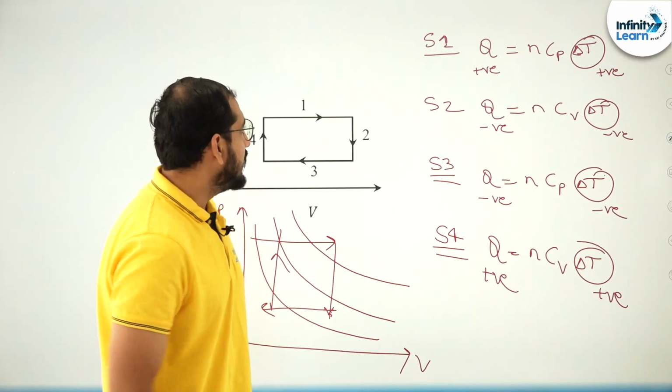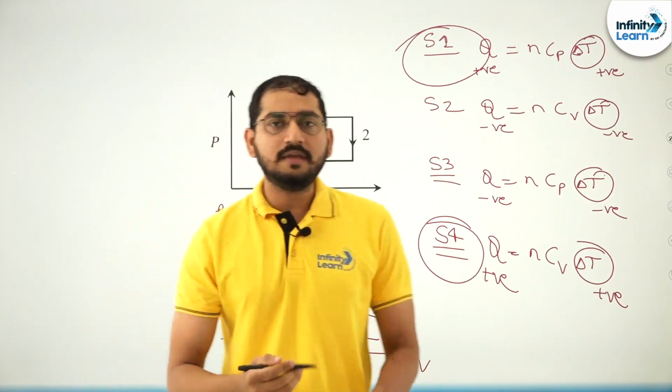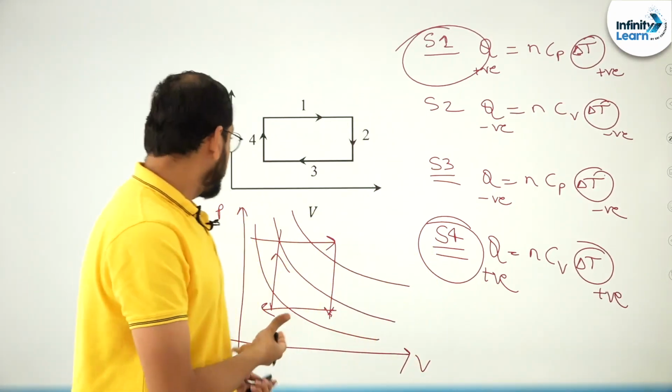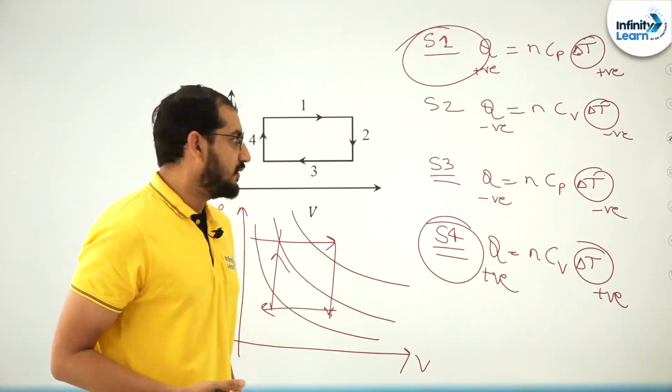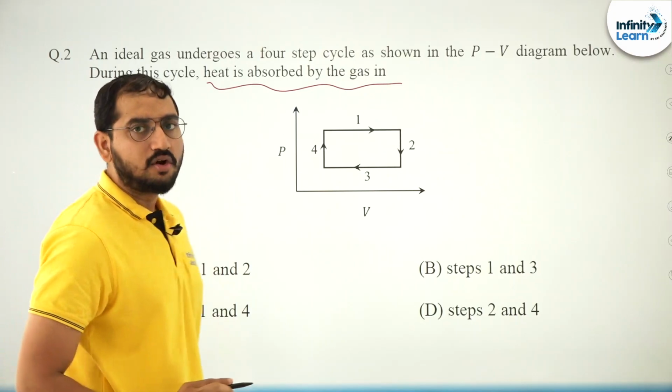So now I can see that in step number 1 and in step number 4, the value of Q is positive. The value of Q is positive, it means the system, the gas, is absorbing the heat. So if I look at the options, I'll see that option C is going to be my correct answer to this question.